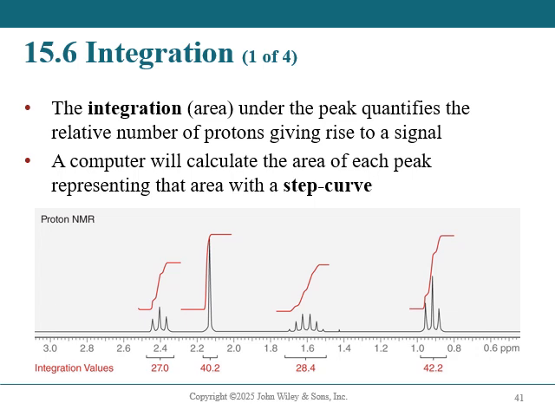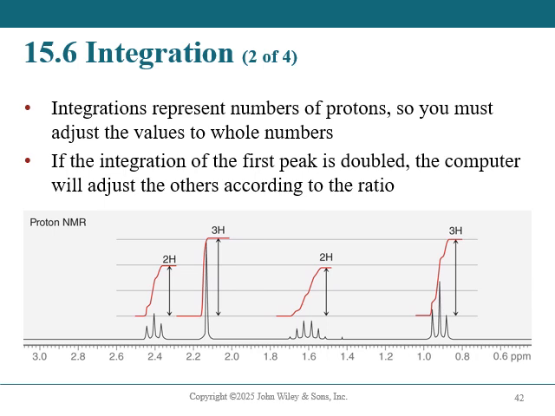Usually you can do this by hand, but today most NMRs have a computer that will calculate the area of each peak, representing that area with what we call a step curve, like the images you see here. And then it'll give you integration values like the numbers you see here in red. Those values that you get from the computer, from the integration, you need to adjust to whole numbers, right? Because you're dealing with a whole number of protons. You can't have half an atom or a third of an atom. You have 1, 2, 3 atoms.